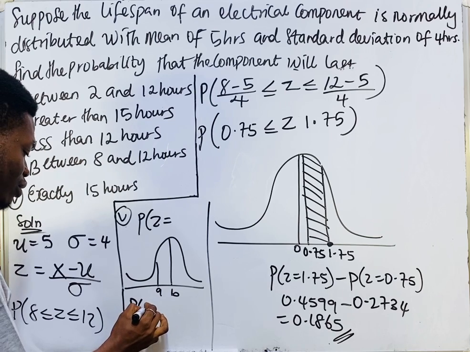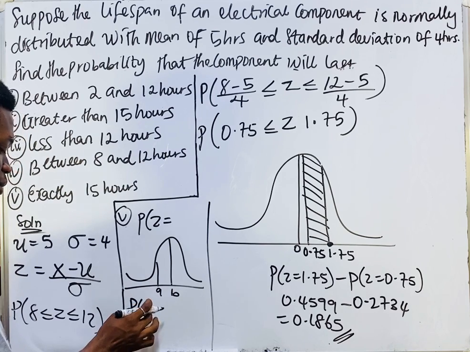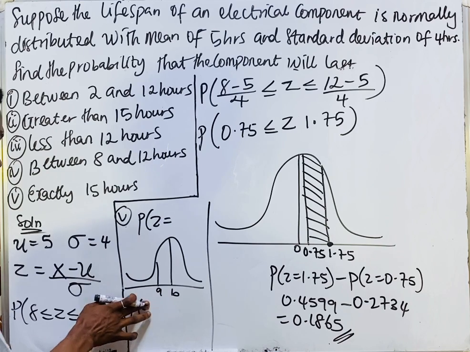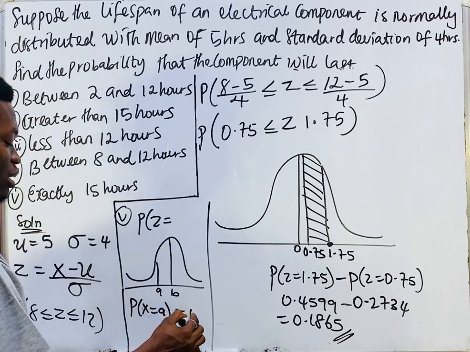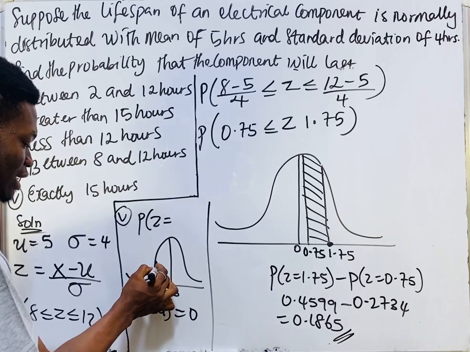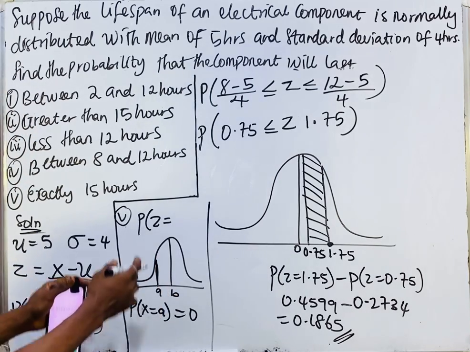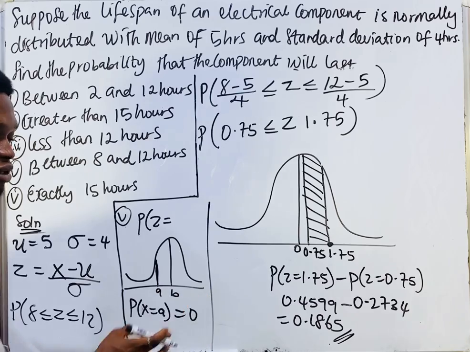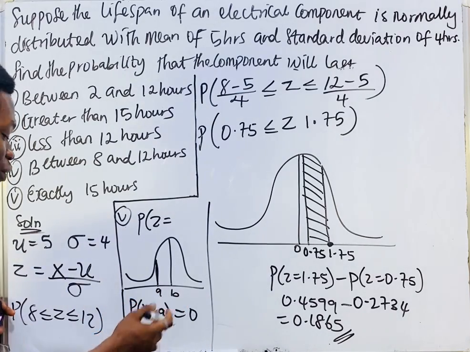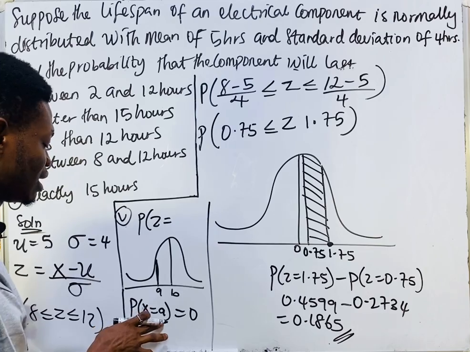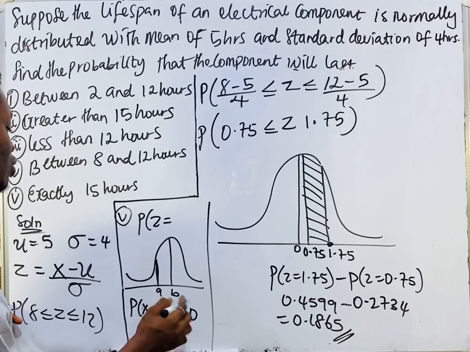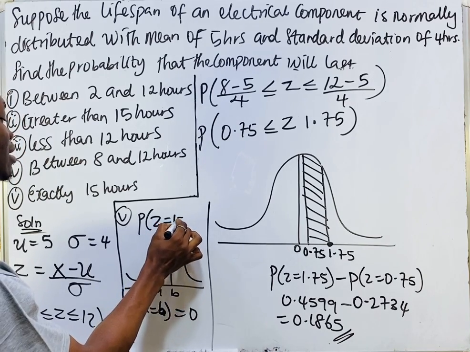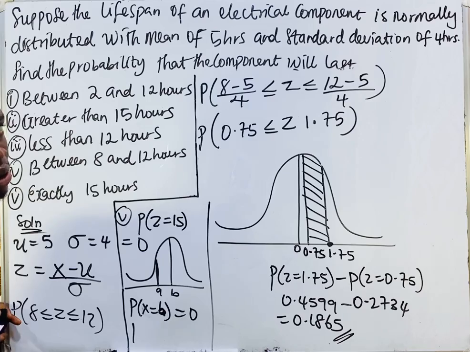If you still remember what we said about the normal distribution table and the curve, if we are looking for the probability that x equals A, what is it? It is 0. This is just the height. We don't have a range of x values. So if you have just the probability that x equals A, we don't have any range, so it is 0. Same thing applies to B. So the probability that Z is 15 is 0. So that's the answer.